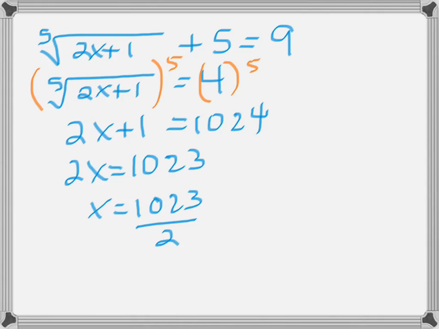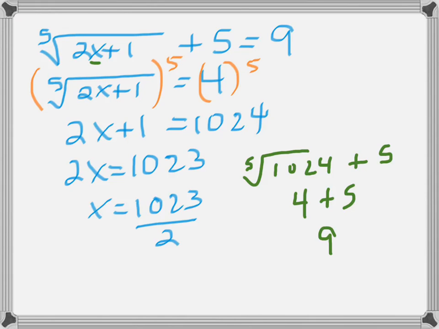Okay, at this point, we then have to check our answer by plugging it into the initial problem. So we plug it in for x. So we get the fifth root of 1024, because 2 times, the 2's will cancel, so we get 1024 on the left, plus 5. The fifth root of 1024 is 4, plus 5 equals 9, so that checks with our initial equation.